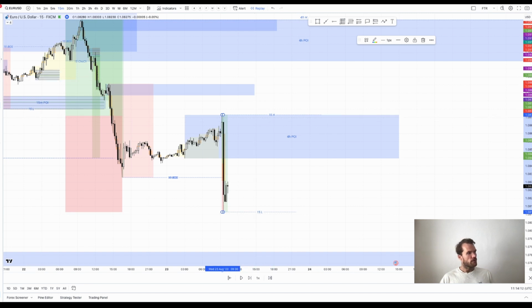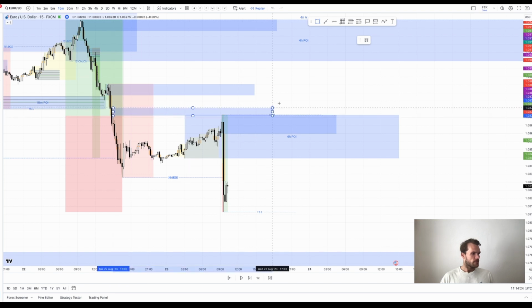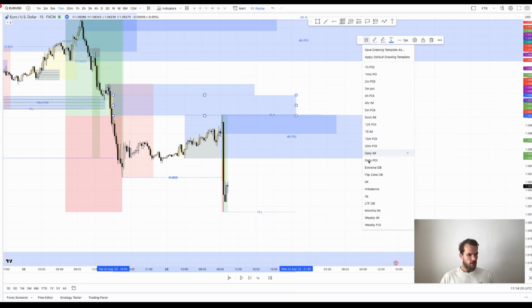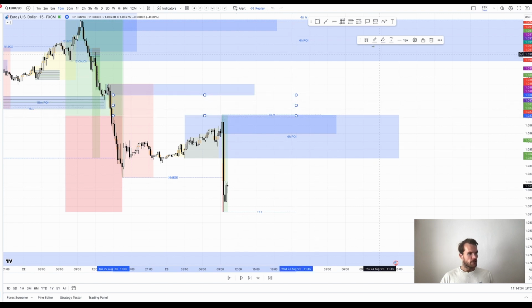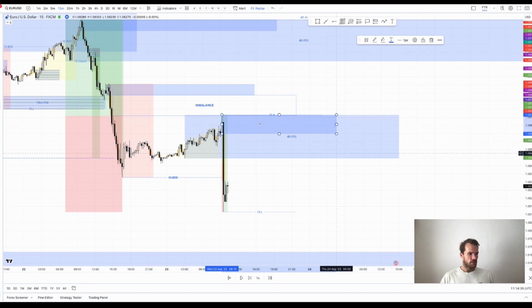We do have a 4-hour point of interest here and a reasonably okay 15-minute point of interest. However, let's have a look. I think literally this whole area is in imbalance above. When it's so much in imbalance, I'm not really that interested in it. So I think we're going to just wait to see what happens out of this area. It could hold, but it's just lower probability with such an imbalance there.